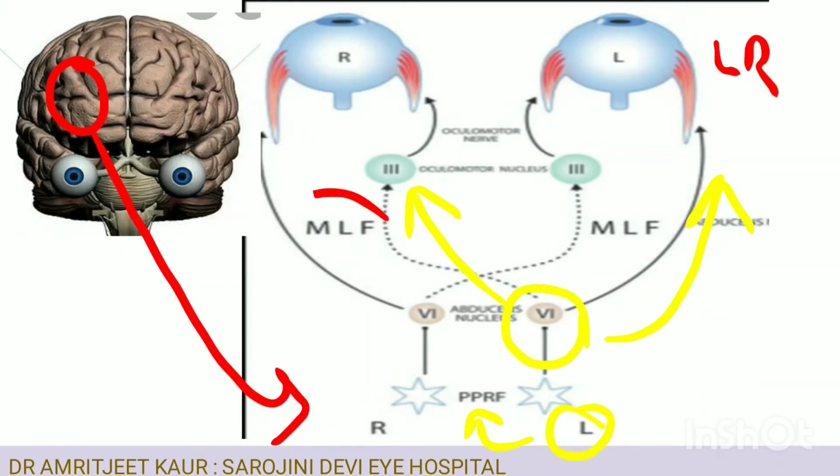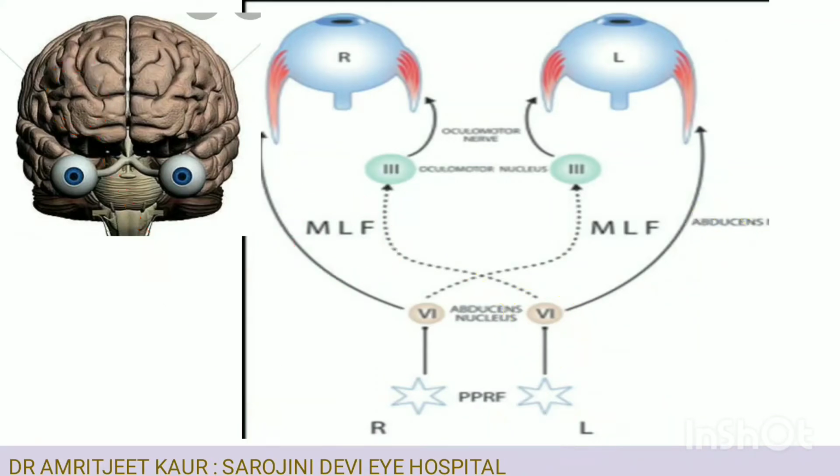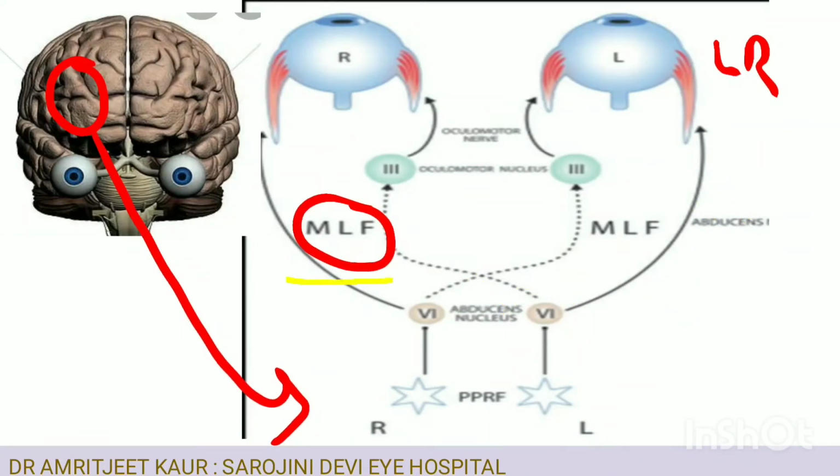The answer is through the MLF, that means the medial longitudinal fasciculus. This medial longitudinal fasciculus carries the impulse from the sixth nerve nucleus to the third nerve nucleus, and then the third nerve finally goes on and supplies the medial rectus, and we can look towards the left side. So as you can see, it is the medial longitudinal fasciculus which is the main link between the sixth nerve nucleus and the third nerve nucleus, connecting the two nuclei in such a way that we can have a good conjugate gaze.